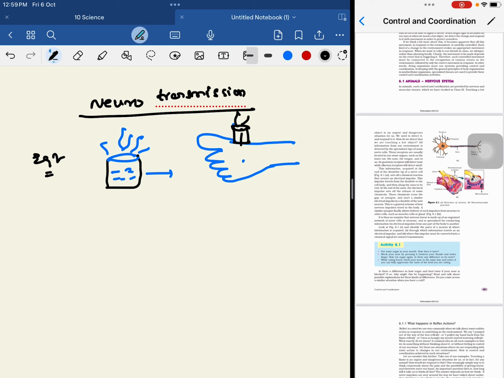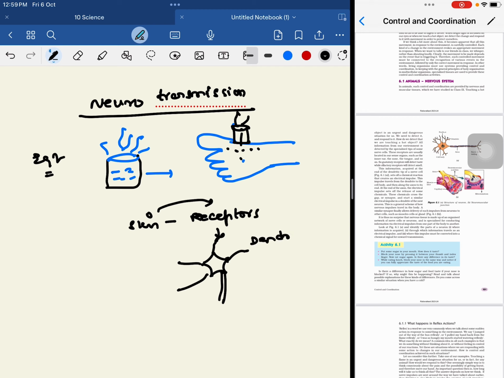Immediately after touching the hot coffee, there are some receptors in the skin. The skin has receptors. These skin receptors are stimulated. These receptors are present at the dendritic nerve endings. We had discussed the structure of a neuron, no? These receptors go and stimulate the dendrites.